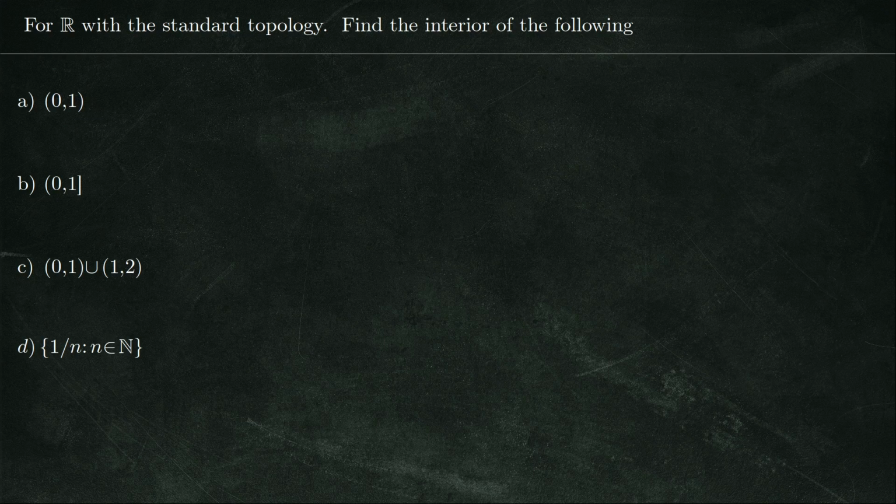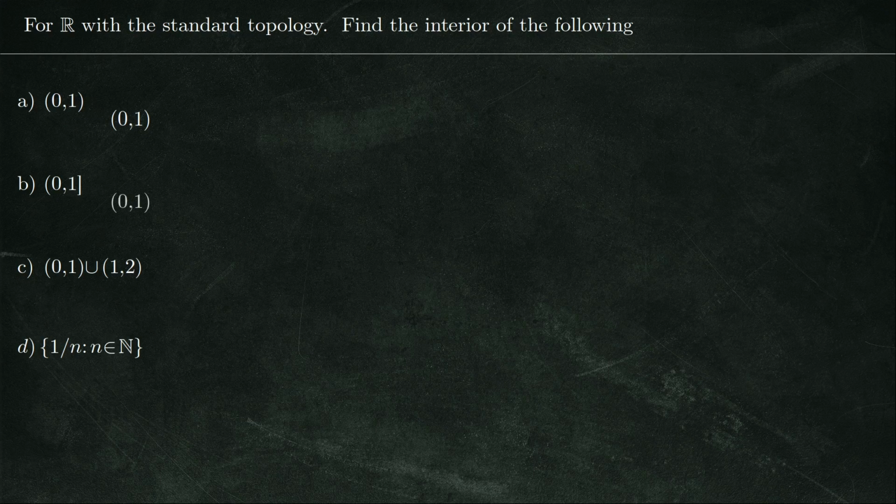Okay, now you've had a think. The interior of the first one, well, this first one is already an open set. So the answer is (0, 1). We consider any open set contained in that. You can just keep making it bigger until we get to (0, 1).